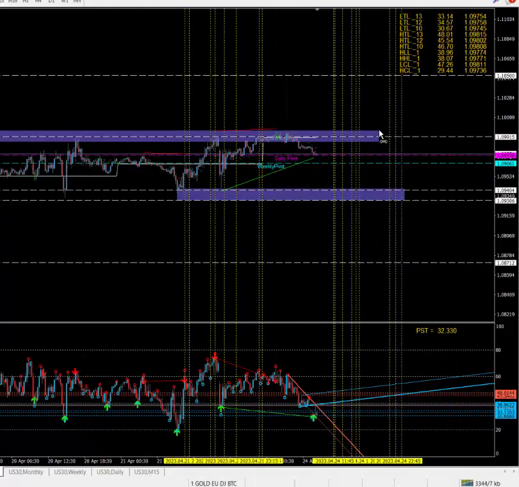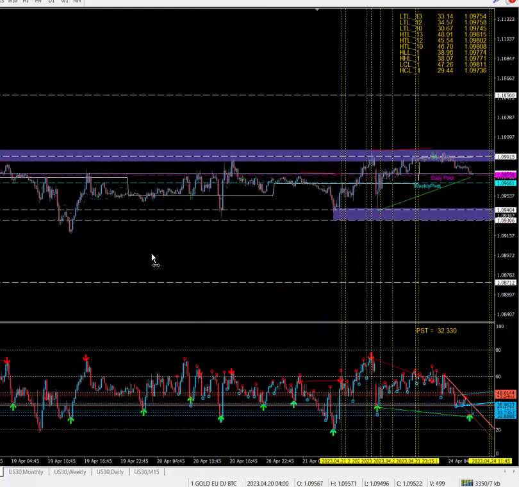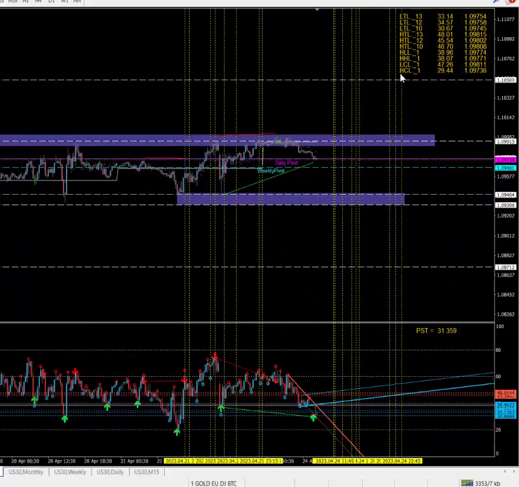Do not disregard a level if it's on your PST, because the market will make you pay for it. This will also test it up here. It could. So if it breaks above that, look out for that 1.1050.